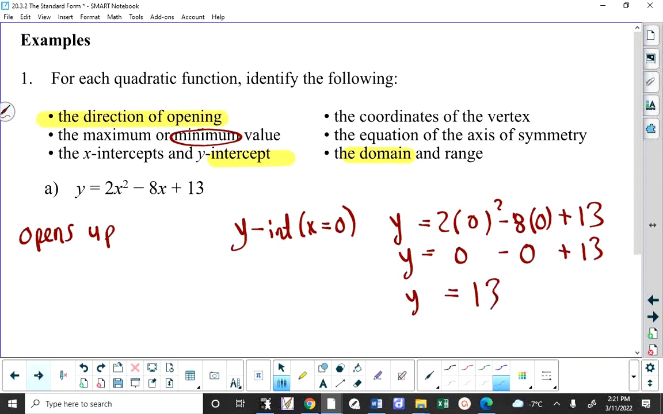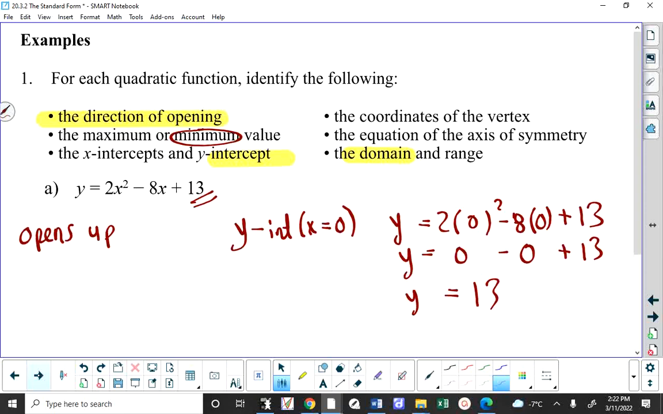And I want you to think about this for a second. The y-intercept is always going to be this constant term. Because the x squared term contains x, so when you put 0 in for x, it disappears. The x term contains x, so when you put 0 in for x, it disappears.